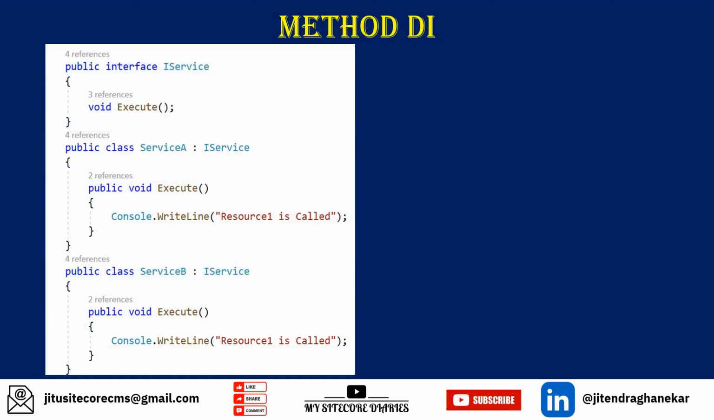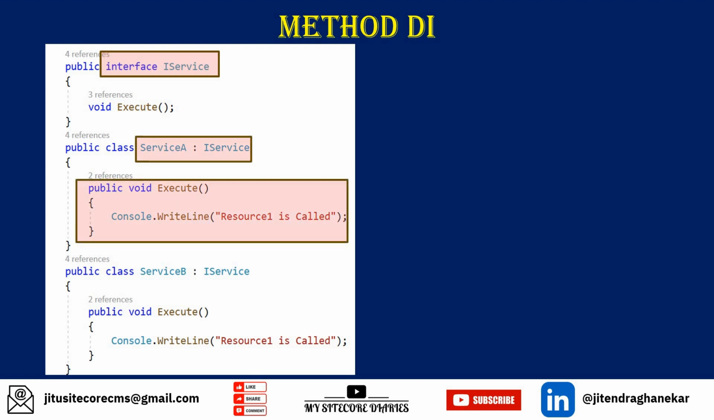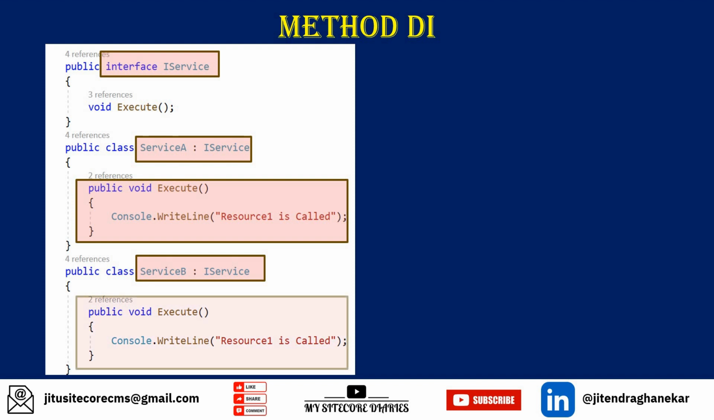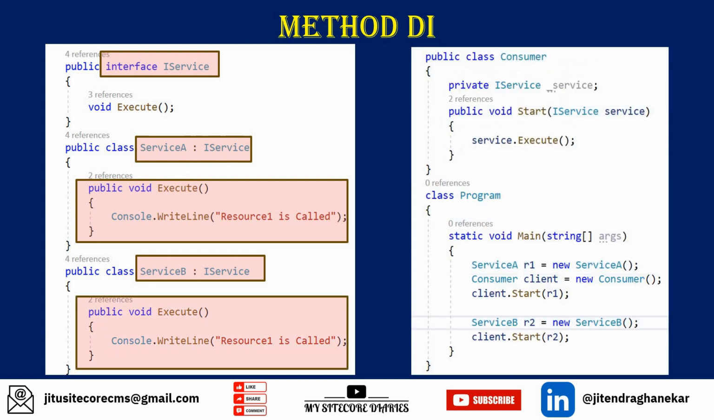Let's see method DI. Now you have this interface here, and then you have the service A, its execute method, service B and its execute method. So this implementation remains the same. Then you have a consumer class, that is your client class.